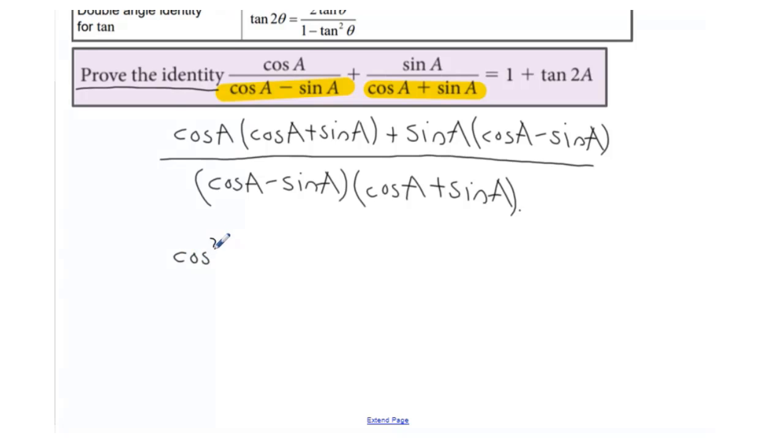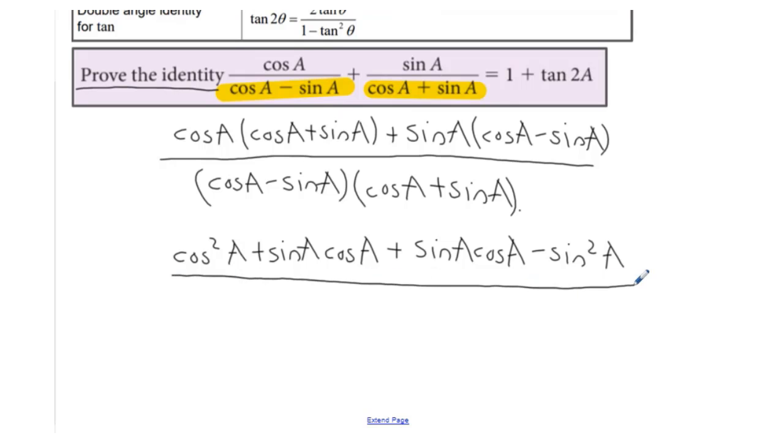Cos squared A plus sine A cos A plus another sine A cos A minus sine squared A, all over, well, on the bottom, as I was saying earlier, it's a difference of two squares, so it's A minus B times A plus B, which is A squared minus B squared. So A in this case being cos A and B being sine A. So it's cos squared A minus sine squared A.